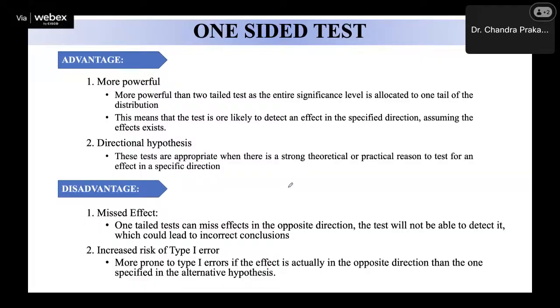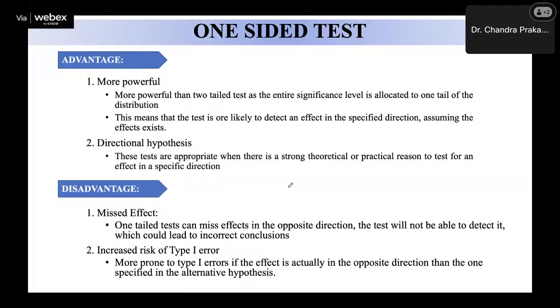As I was telling you, this one tail is more powerful than the two tail, as the entire significance level is allotted to one tail of the distribution, so it can detect an effect in the specific direction, right? Assuming the effect exists in that case. So the tests are appropriate when there is a strong hypothesis or a practical reason to test for effect in a specific direction, greater than or lower than, like that.